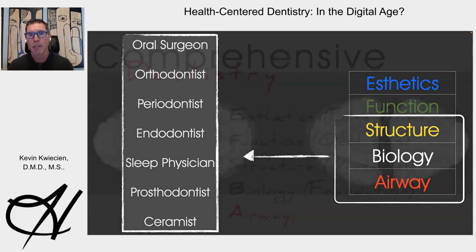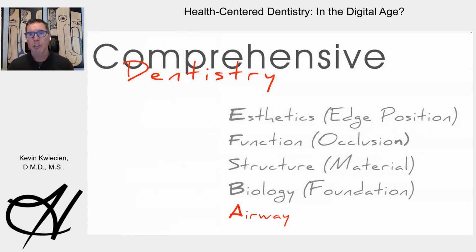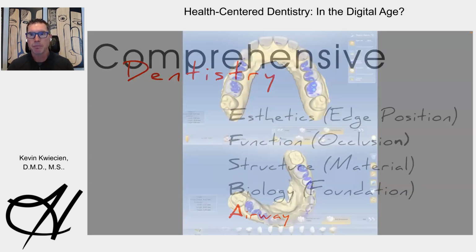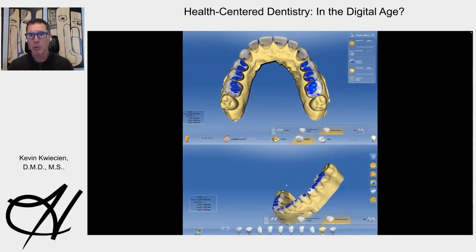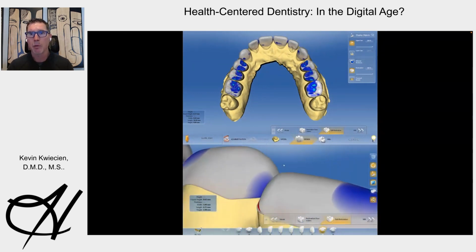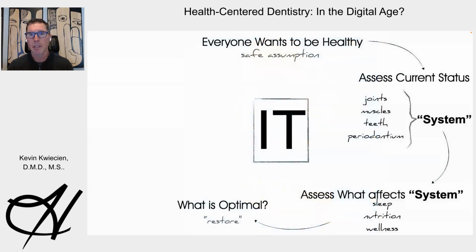Can we graft there? And so we go aesthetics, function, structure, biology, and then always these days airway, because if airway has not been considered, then it's going to have a negative impact on the predictability of everything above it. So now we actually have a digital blueprint of what optimal looks like, but we've done it in a very systematic way. We know what it looks like to restore this patient back towards optimal, and the digital world helped us do it quite efficiently. And now I always like to throw this in there because we do know that form follows function.